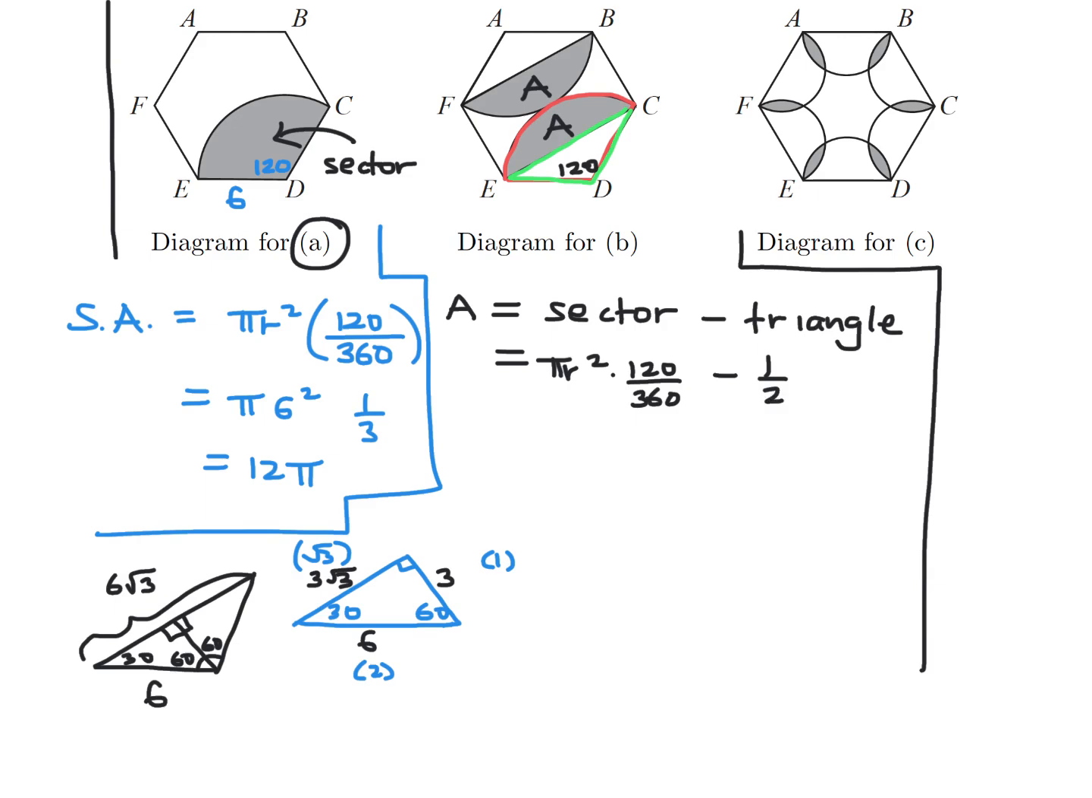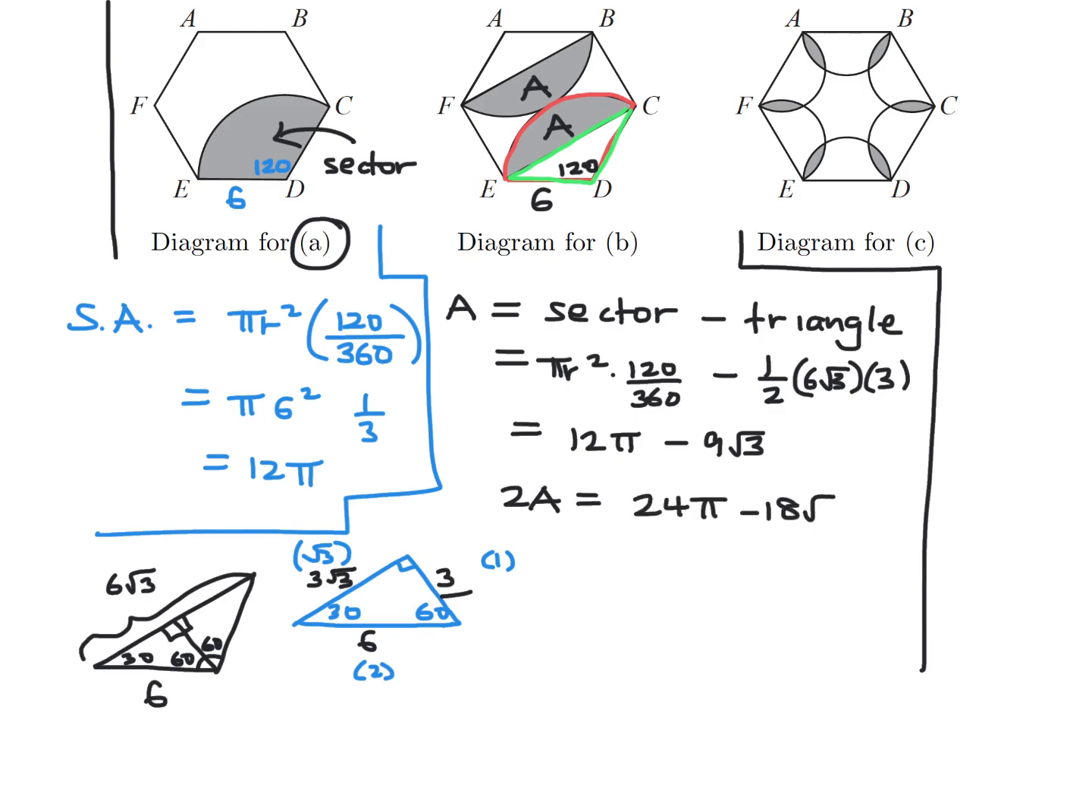So 1/2 base times height. The base is 6 root 3, and the height is, sorry, the height is this guy, just 3. All right, so then r was 6, just like the previous question. So that we already did, it was 12 pi. So this is going to be 9 root 3. And then don't forget that we have to actually figure out 2A because we want both of those. So that's going to be 24 pi minus 18 root 3.